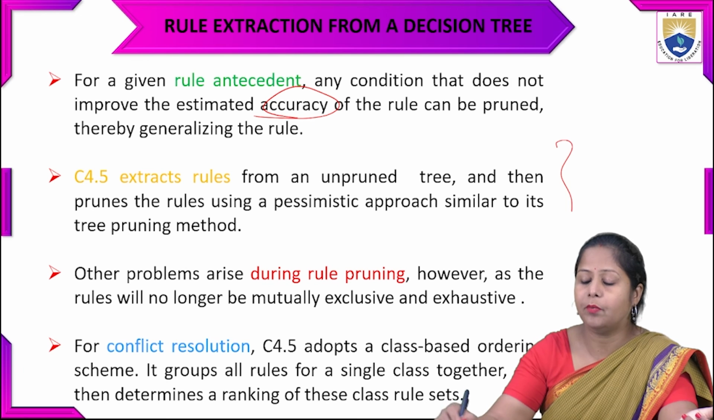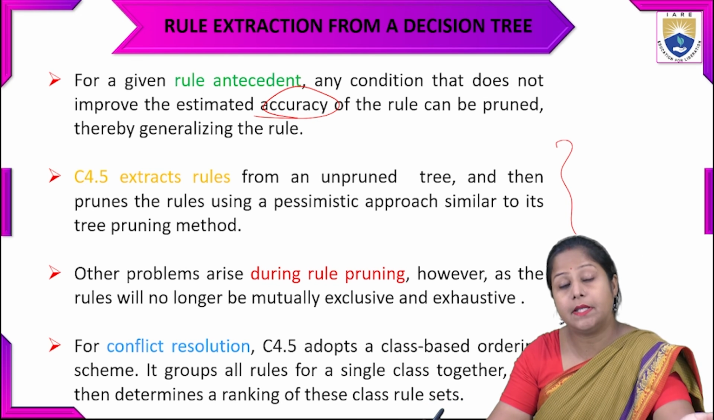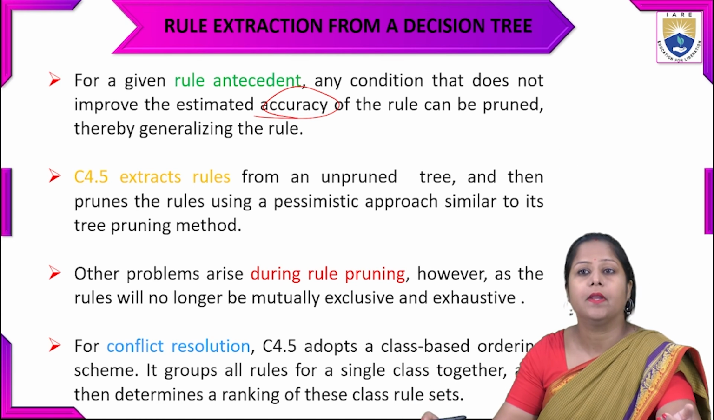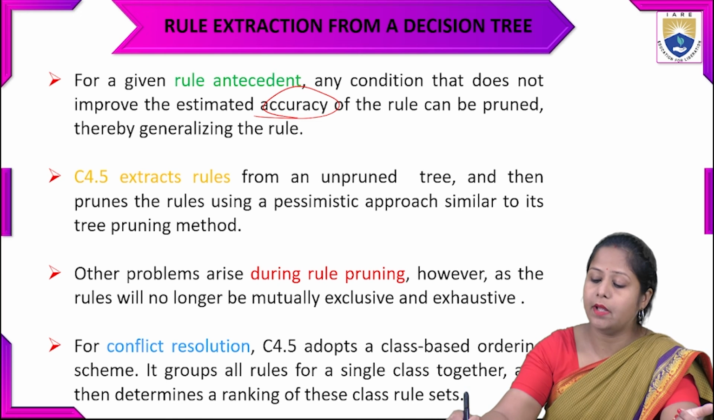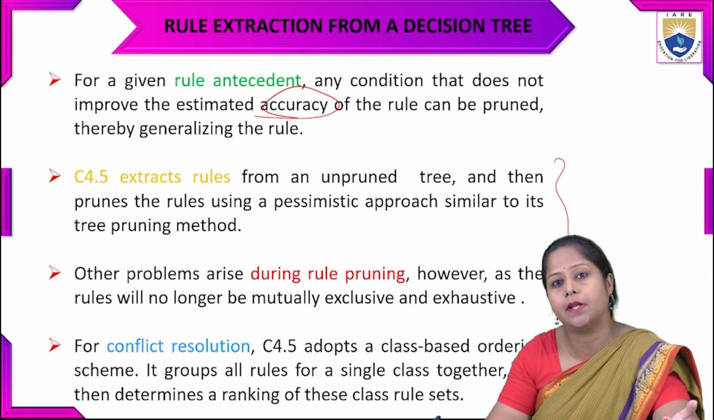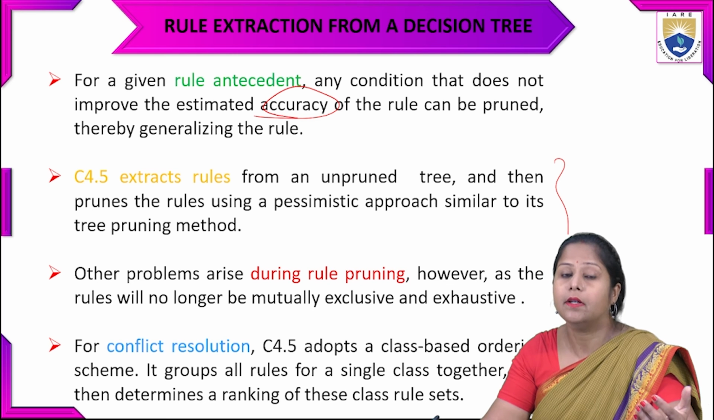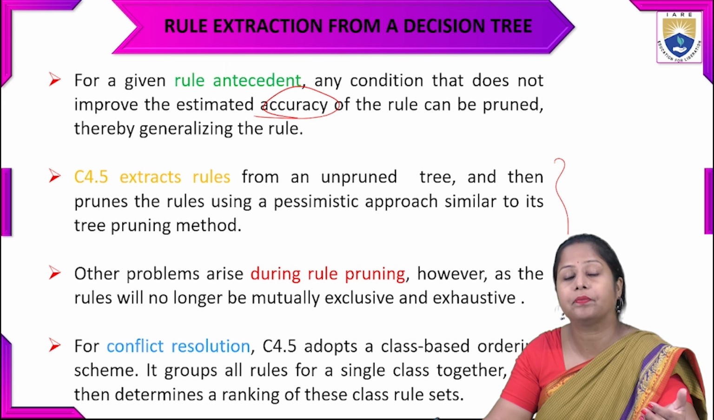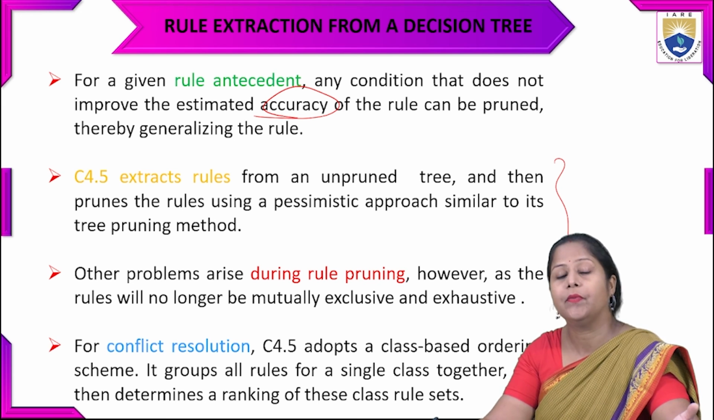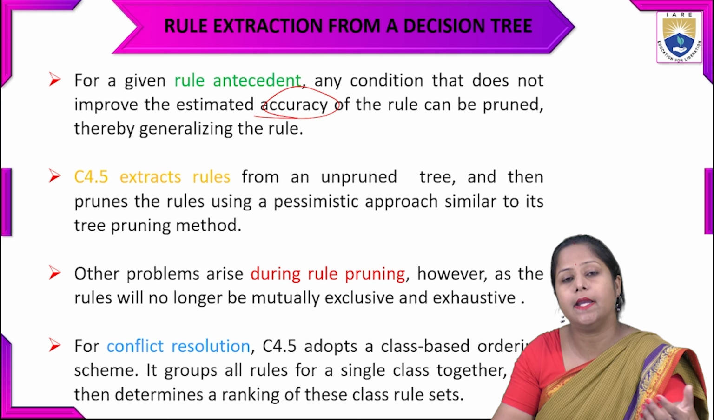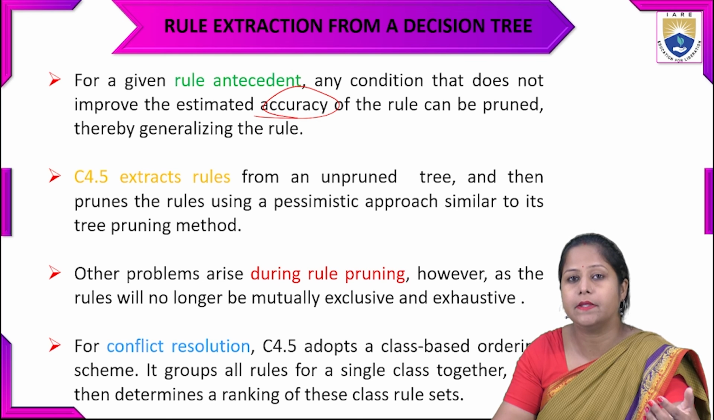So there is the C4.5 type of decision tree. It extracts the rules from an unpruned tree, and then it prunes the rules using the pessimistic approach. Some other pruning methods are also there. On the basis of that, the C4.5 decision tree extracts the rules from the unpruned tree also. That is the benefit of C4.5, when there is a repetition and replication of the same data tuples.